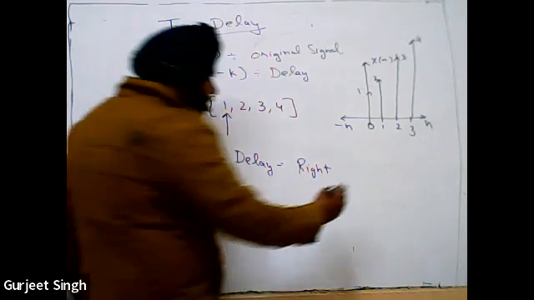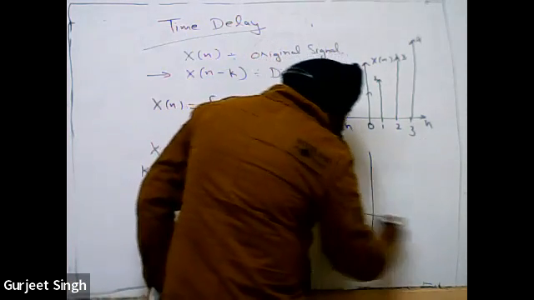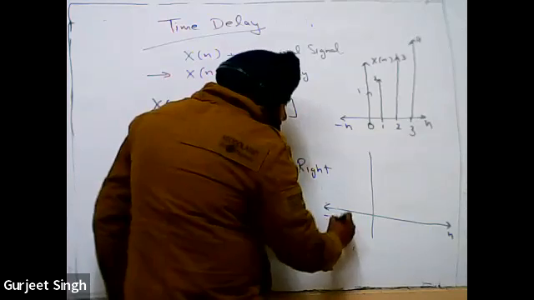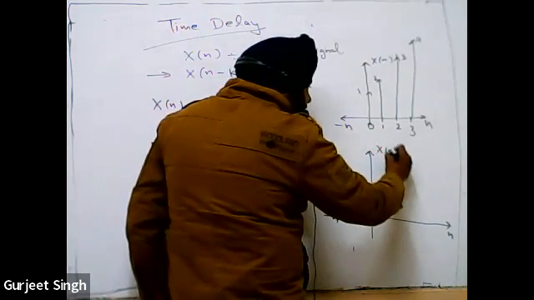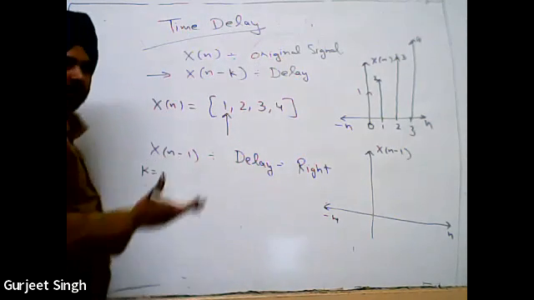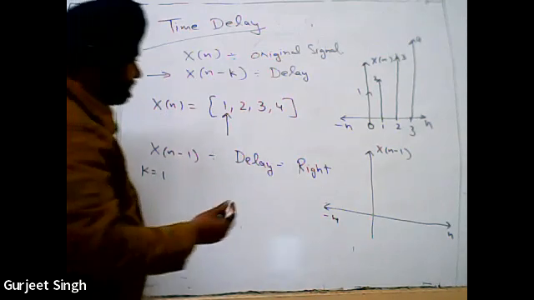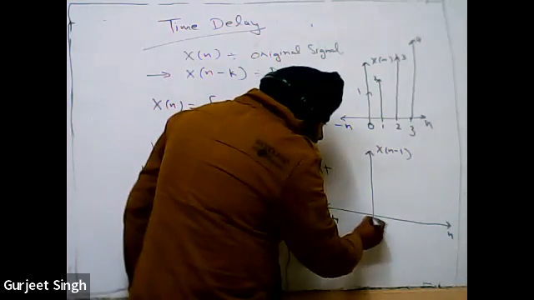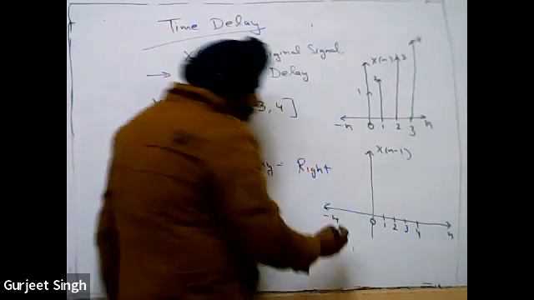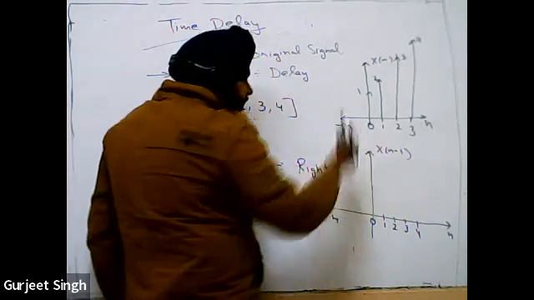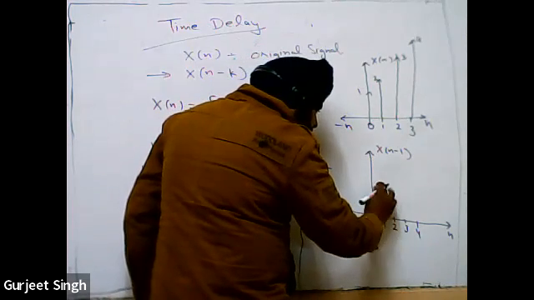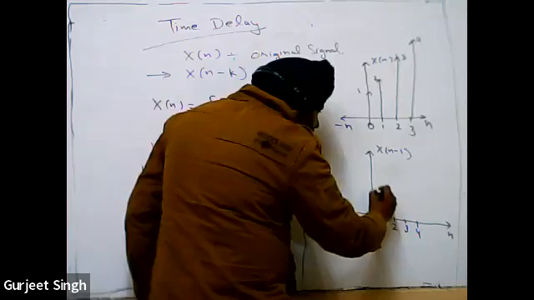Okay, so if I draw this signal again, this is the n axis and this is the minus n. This is x[n-1]. If I draw the graphical representation of this delayed signal, the values here are 2, 3, 4. The value at 0 is shifted toward 1. The value of 0 is 1, and it is moving toward 1. So here I will write the value 1.